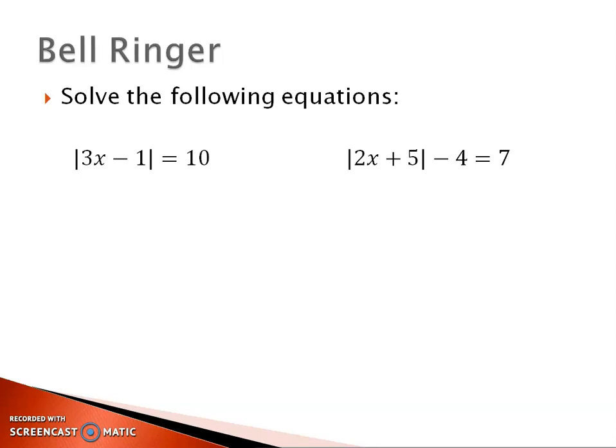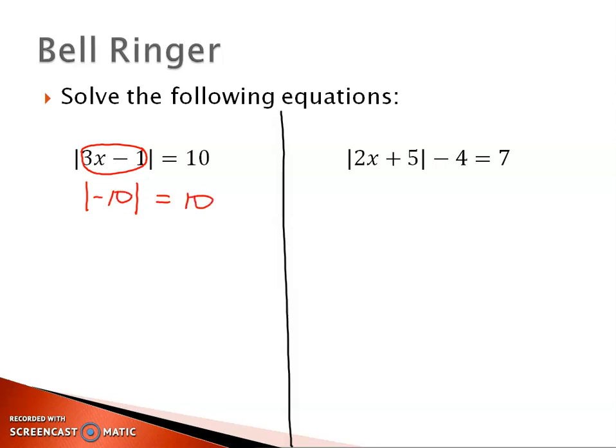Okay, hopefully you guys have paused the video and solved these two on your own. Okay, first one over here. Remember when we have the absolute value of 3x minus 1 equals 10, there are two numbers that I could be plugging into that absolute value to make that true. I could have a negative 10 inside of that, or I could have a positive 10 inside of it. So we're going to set the inside, 3x minus 1, equal to a negative 10 or a positive 10. We're going to set them both equal to that.